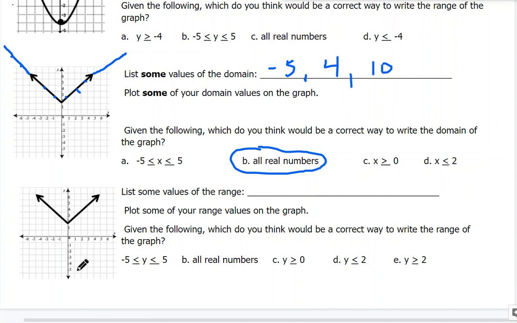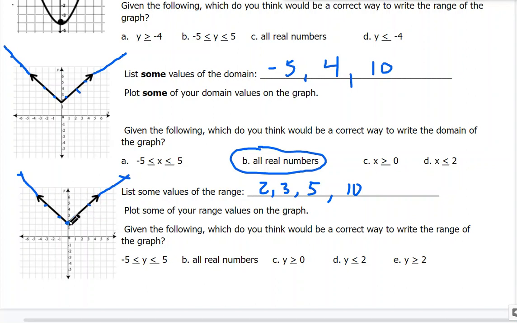All right, what are some values of the range? So range is up and down. I see the bottom starts right here at 2, and it goes up and keeps expanding that way. So some possible values would be 2, 3, 5, 10, any of those. 2 is right here on the graph. 3 would have 2 points, here and here. 5 would be up here and here. 10 would be up here somewhere, here and here. So any number that's bigger than 2 would be on this graph's line.